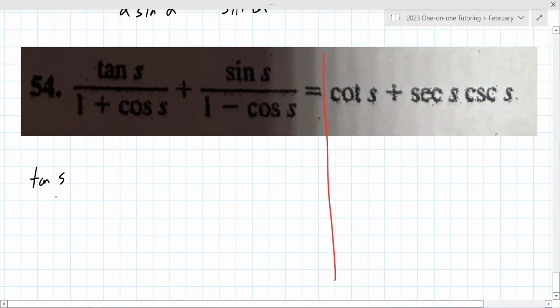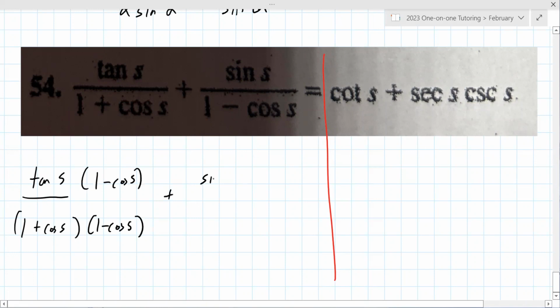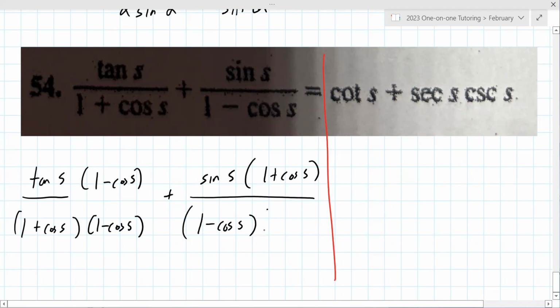Tangent s times 1 plus cosine s times 1 minus cosine s, plus sine s times 1 minus cosine s times 1 plus cosine s, over 1 minus cosine s times 1 plus cosine s. As a side point, I almost never use s as a variable because it really blends into the rest of it. I used to even do these with students without writing the variable, but that was also unclear. You really would just be careful, maybe switch it up to a different letter.